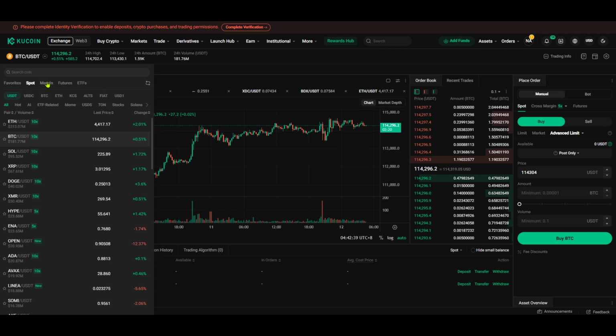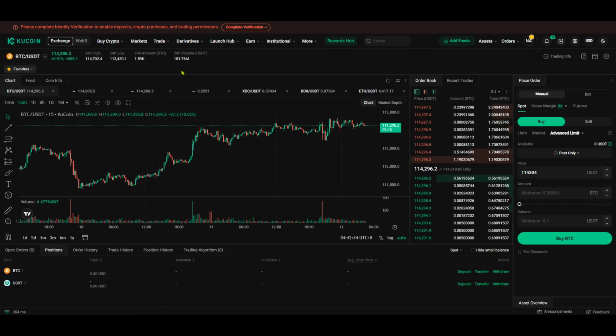Now that you've got your trading pair set, you'll see the trading interface. This is where it all happens. You'll notice charts displaying the current market trends, order books, and transaction history. These tools provide valuable insights into market movements, helping you make informed decisions. Spend some time familiarizing yourself with these tools because effective trading is often about timing.